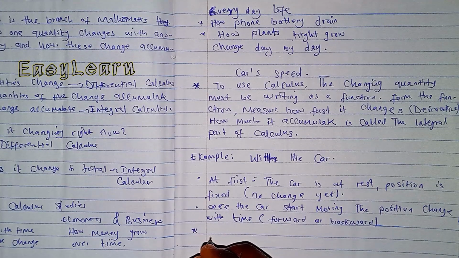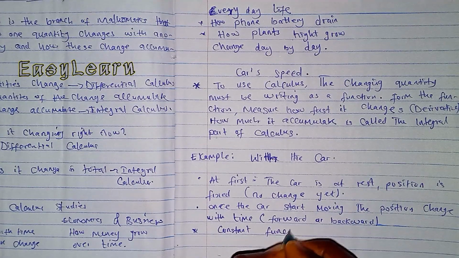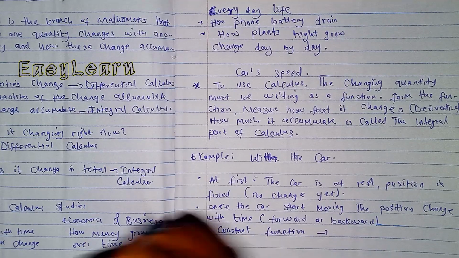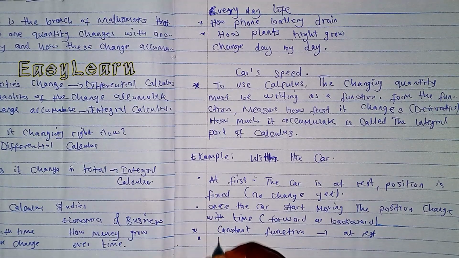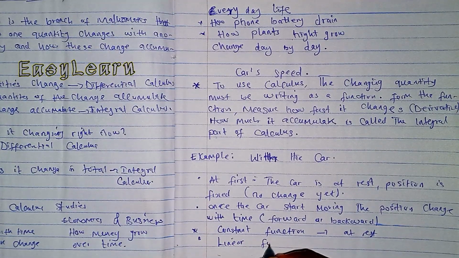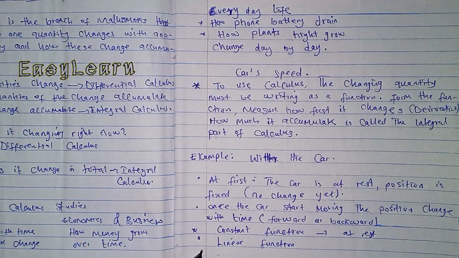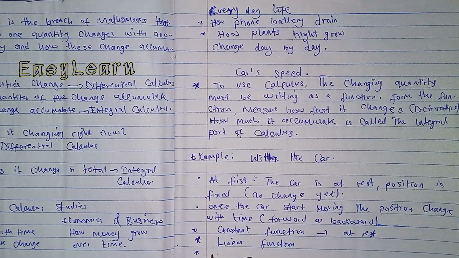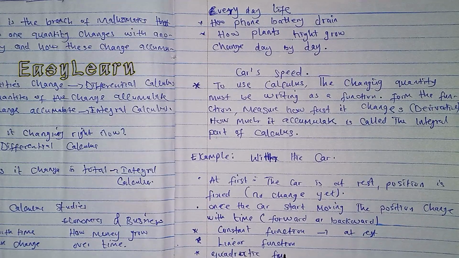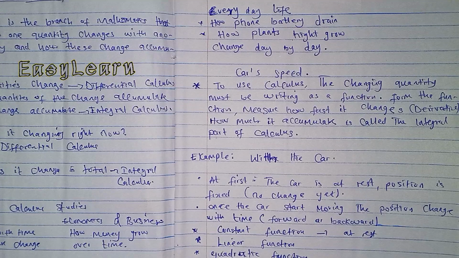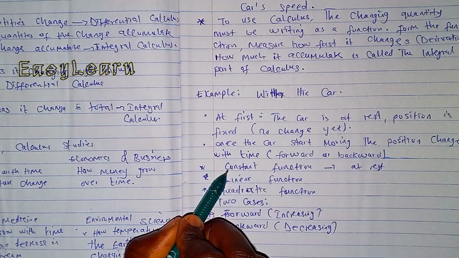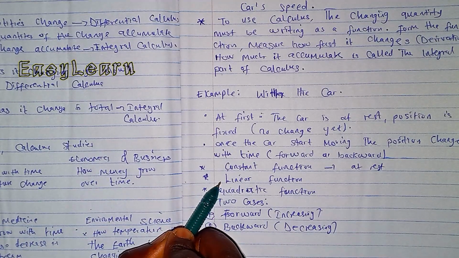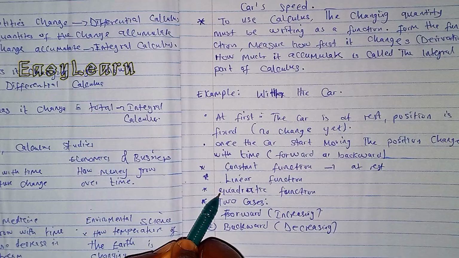If the car is at rest, the function will be a constant function. If the car is moving with known speed, the function would be a linear function. If it accelerates, the function of the car is going to be a quadratic function. So, at rest, constant function; known speed, linear function; accelerating, quadratic function.